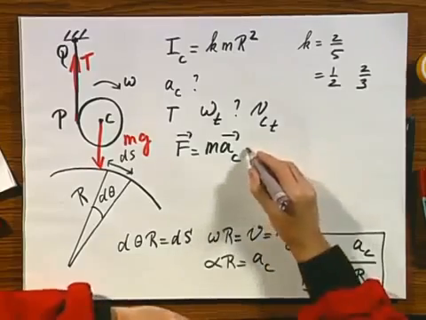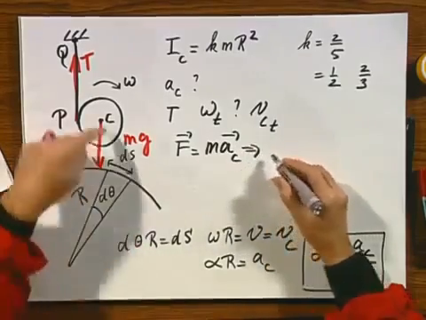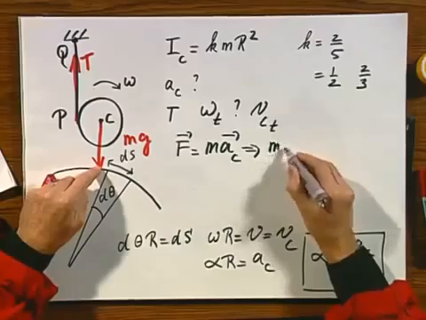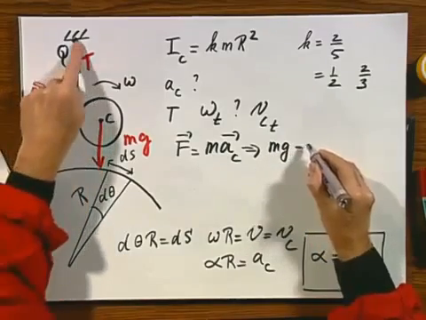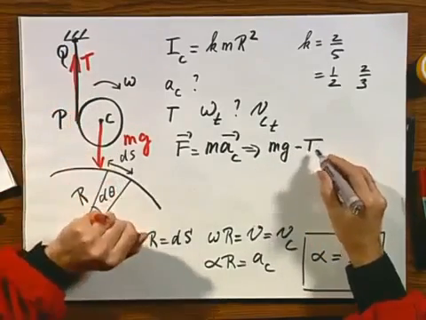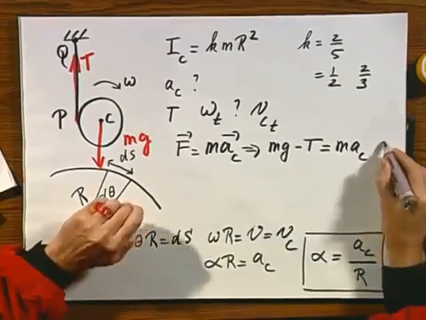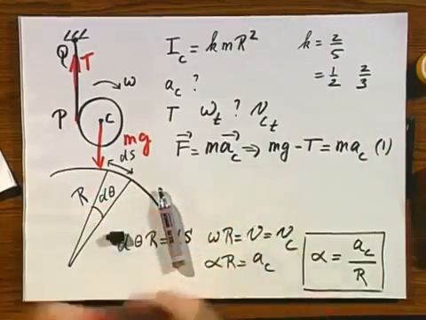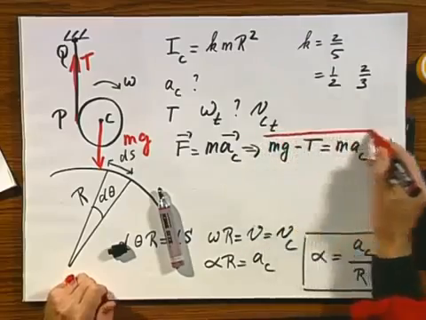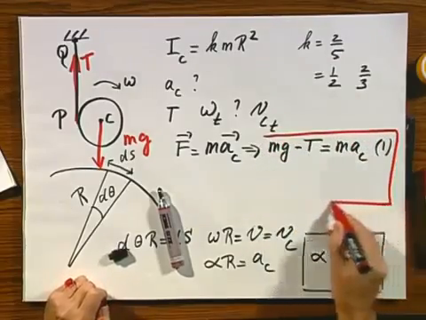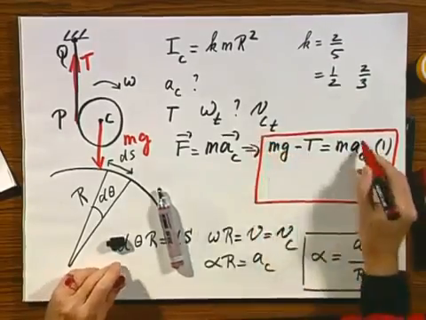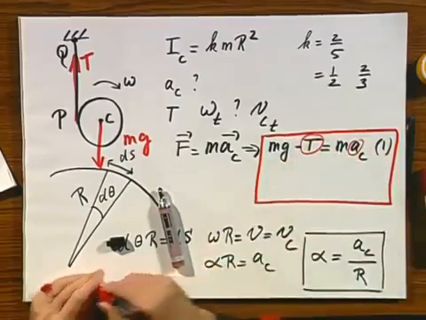Acceleration of the center of mass. So what do we see if we take mg positive down? Mg minus T, which is up, must be m times ac. That is my first equation. And I have two unknowns. I have T and I have a as unknown.